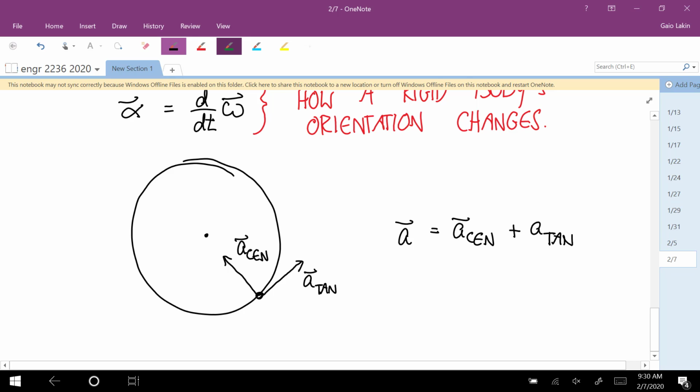If you chose a coordinate system where that tangential vector I drew was the x axis and the centripetal was the y axis, then this would just be adding up the x and y components of the acceleration vector. Okay, so when velocity is constant, then the one that goes toward the center is gone. Yep, that's right.